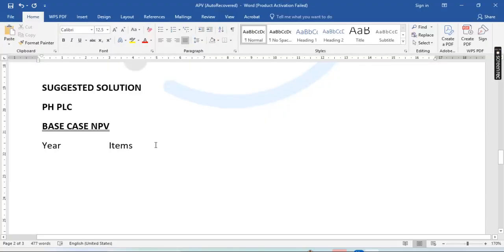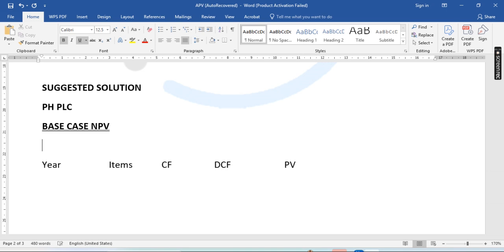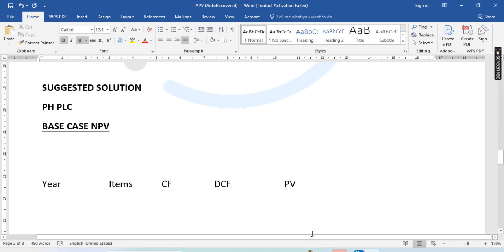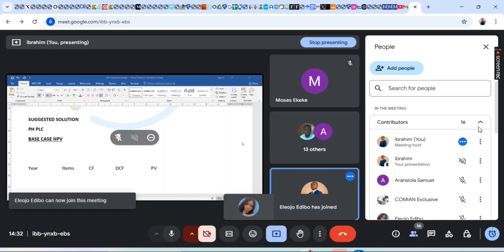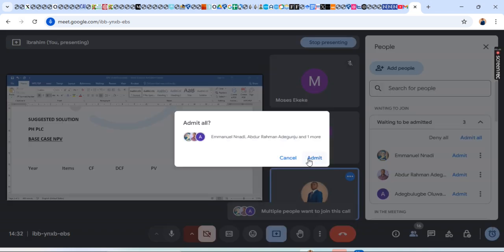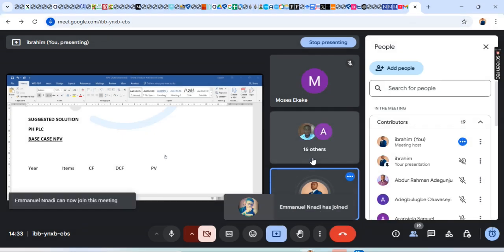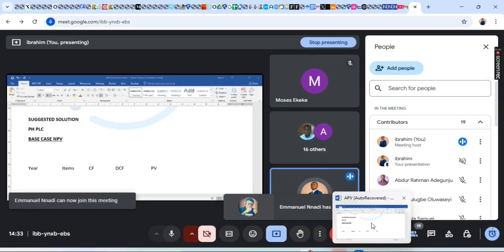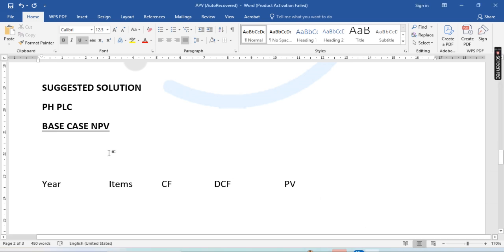Items, cash flow, then DCF. We don't know the DCF we will use, and it is better we determine this DCF so that we can use it to discount our project before we move ahead. I think that is very important. So, class, let's quickly determine the ungeared cost of equity, right? Because that is what we will use to discount the project.